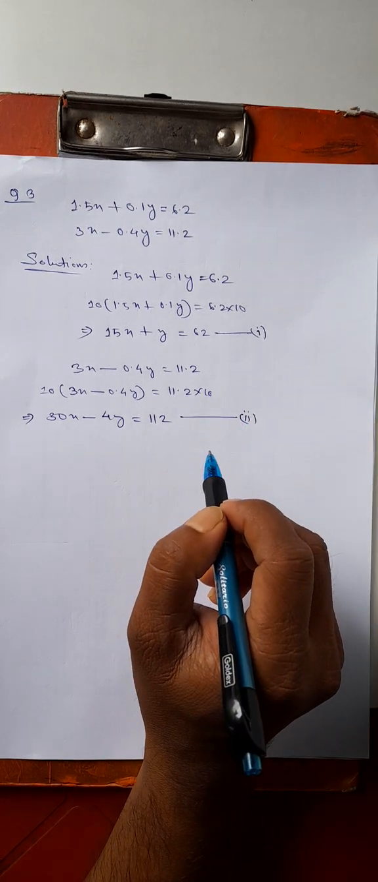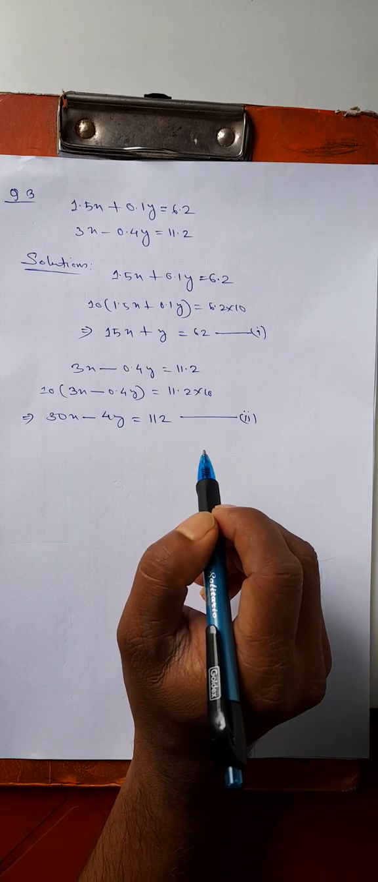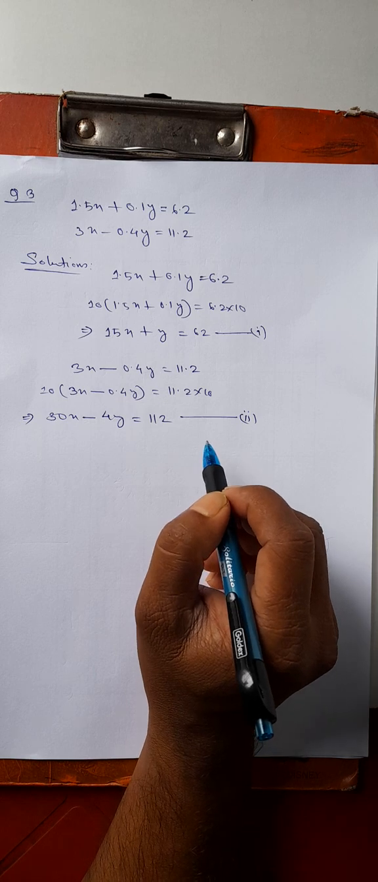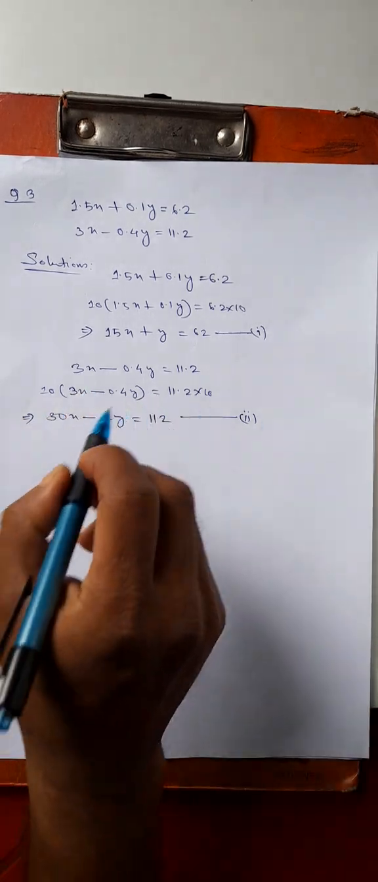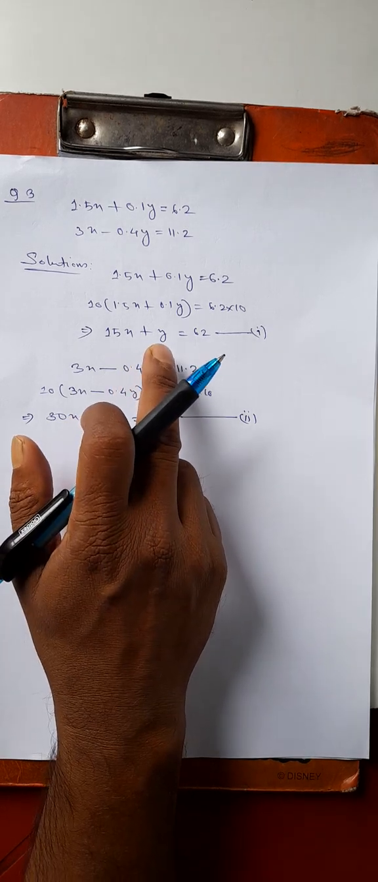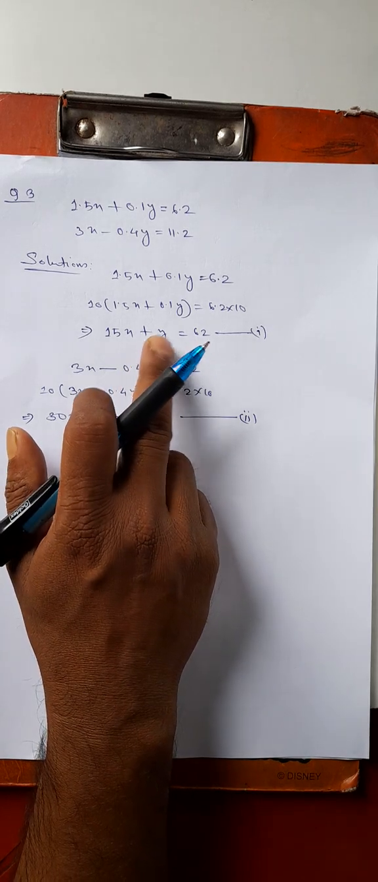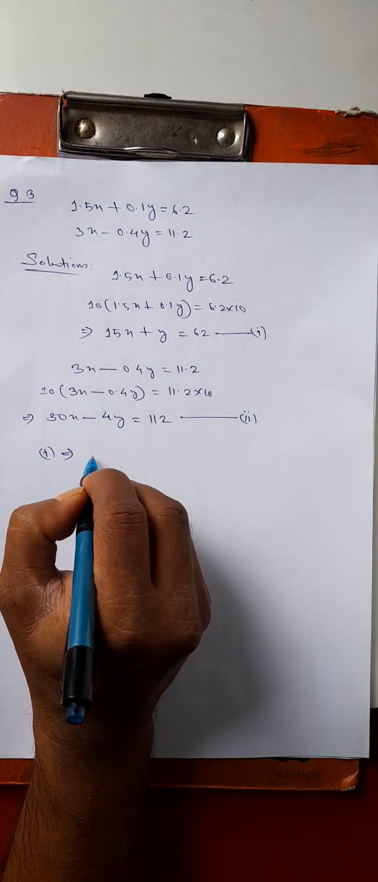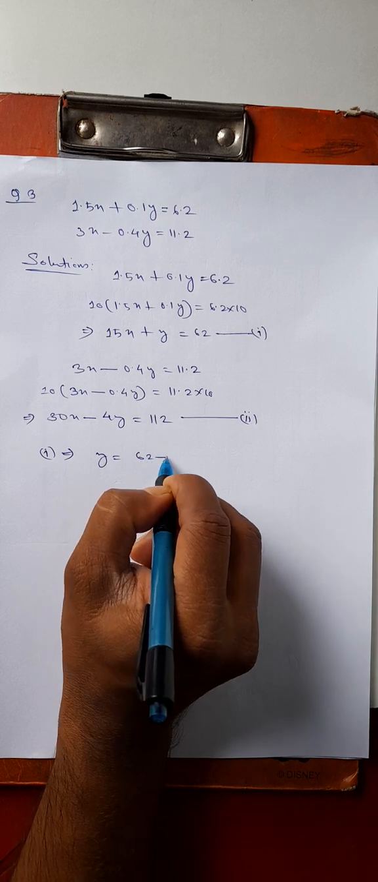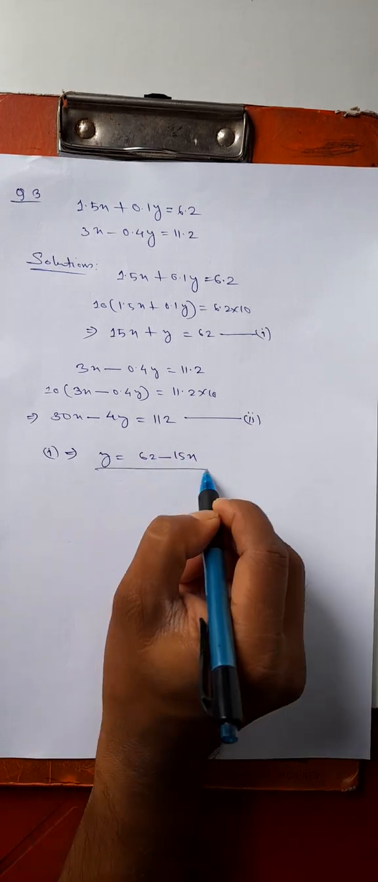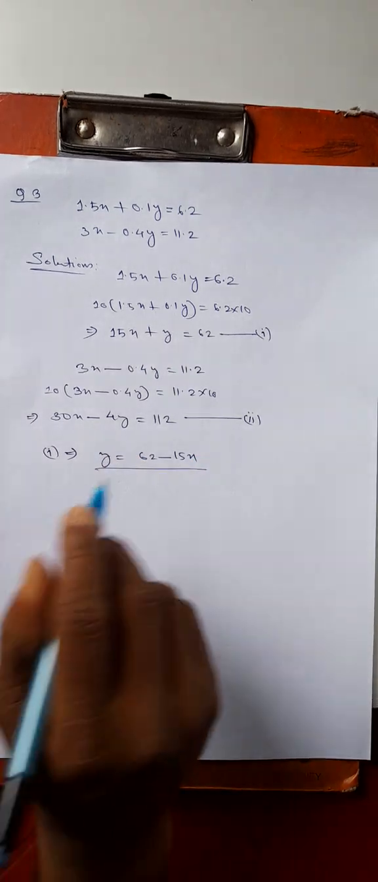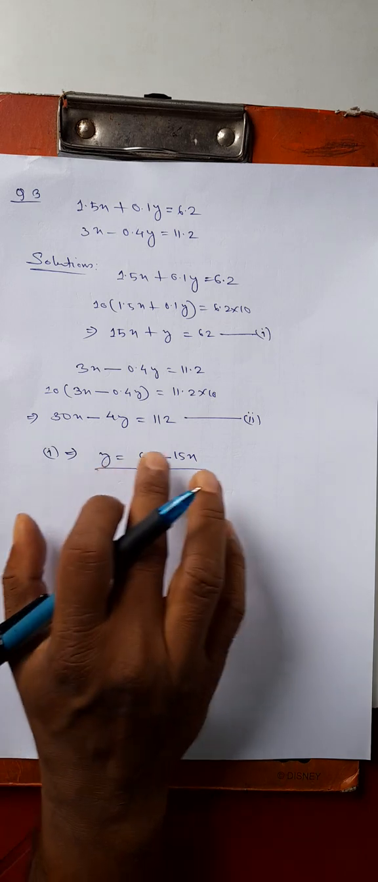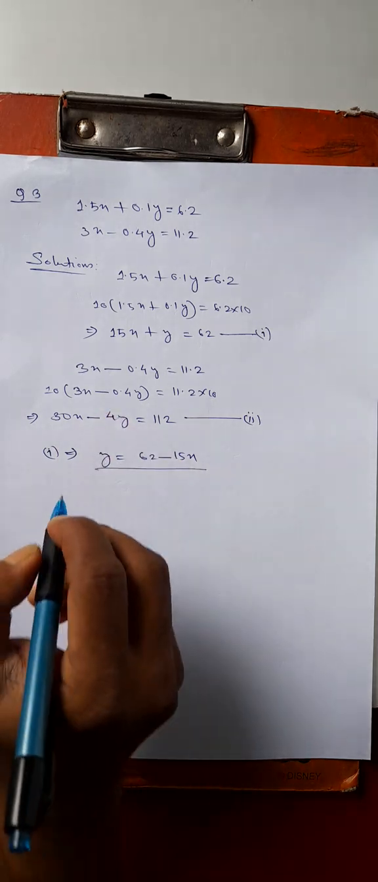Now we will use the method of substitution. We will try to substitute the value of one variable from one equation into another equation. So from these two equations, from equation 1 you can easily find the value of y in terms of x. Equation 1 implies that y equal to 62 minus 15x, right? From this equation you can easily find y. So this time we will find the value of y in terms of x. So we will substitute this value of y in another equation.